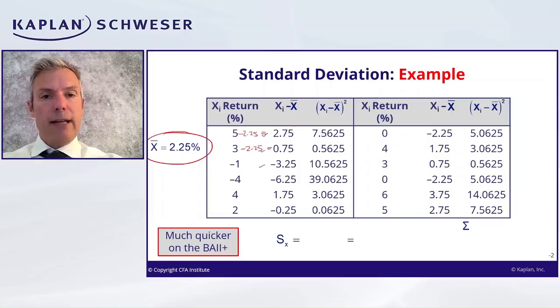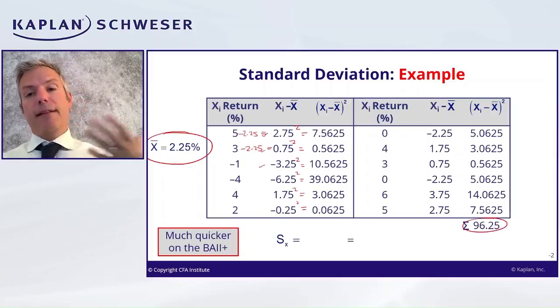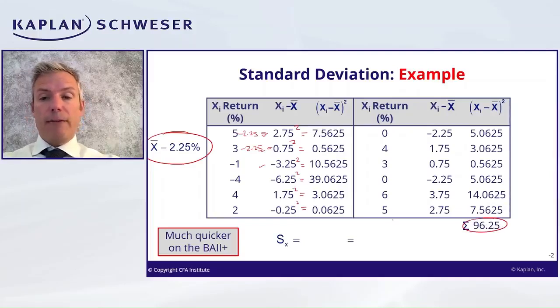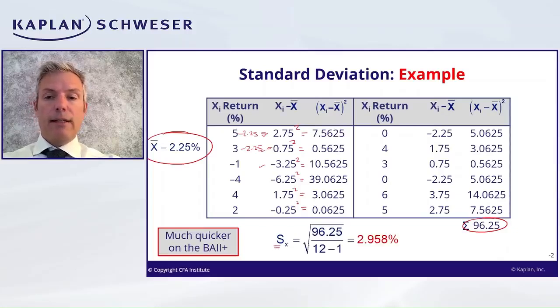And all you're going to do is square this column here to get the final column. You can see the negatives go away, and then you can add up these squared deviations. All right, they add up to 96.25. That is the numerator of your sample variance. Okay, so if you want to get to sample standard deviation, you can take that 96.25, divide by n, where n is 12, minus 1. 96.25 divided by 11, 12 minus 1 is 11, gets you to about 9-ish. Take the square root of 9, about 9-ish, and you'll get about 3-ish, 2.958%.